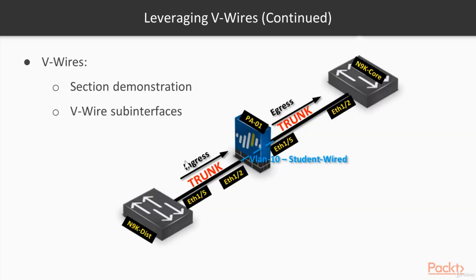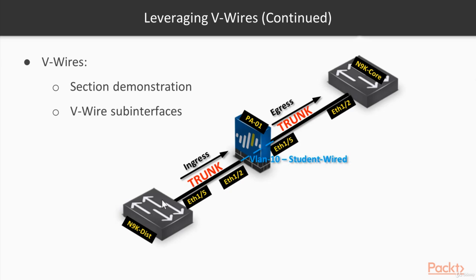Okay, so this is our scenario. We're going to create sub-interfaces in our virtual wire physical interface. So we have a topology here. We have one switch. This is our distribution switch right here. And we have, by the way, this is a school. So we have VLAN 10. All the students are actually in VLAN 10.